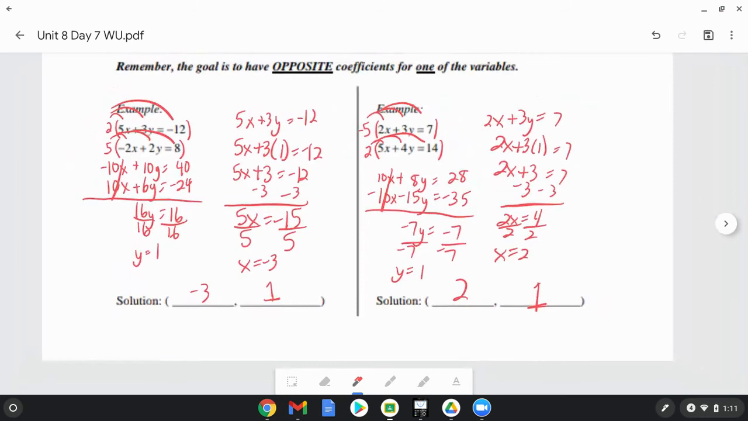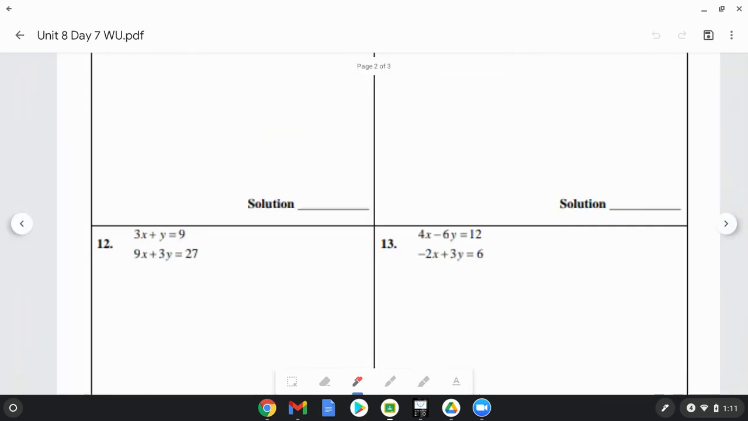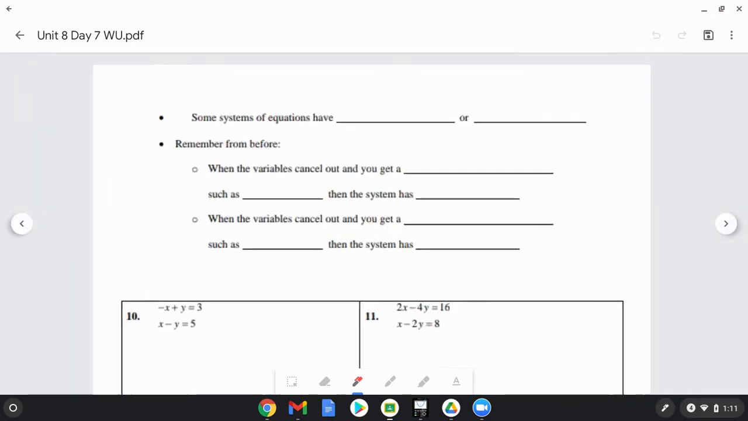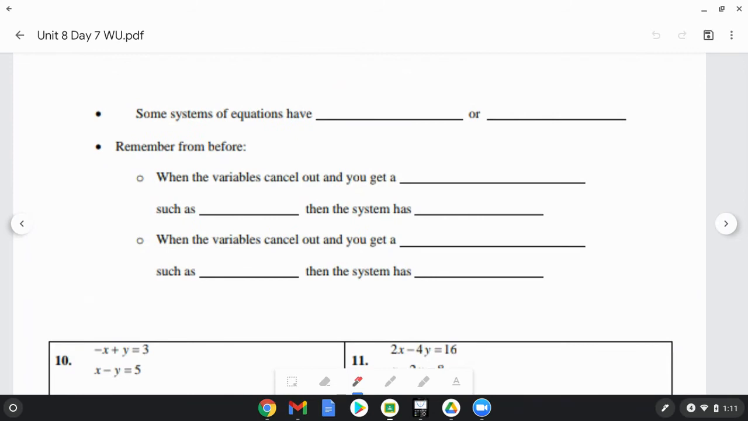If we keep moving along to the next page, it has some of our special cases. Our two special cases that we've learned about so far are the ones that are many solutions, that's two lines on top of each other, or no solutions. Those are two parallel lines. We can get those two answers like we've done before with substitution. We can get them through the elimination method too.